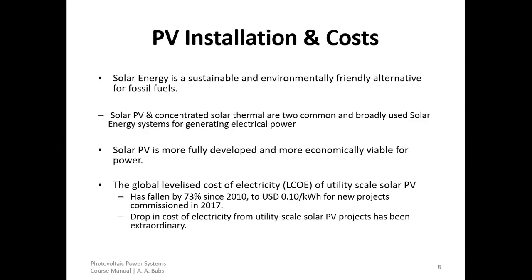There are many things we use solar energy for. Okay, the energy of the sun can be used to generate different forms of energy. But when we talk about electrical energy, which is our focus in this course, there are two types of solar energy technologies that can be used to generate electrical power. The first one is solar PV, and the second one is the concentrated solar thermal, or CPV. But the most popular ones are the solar PV and then the concentrated solar thermal.